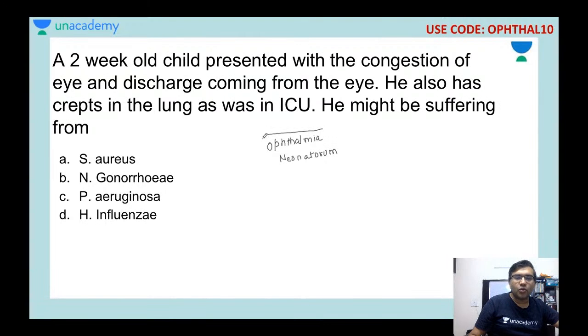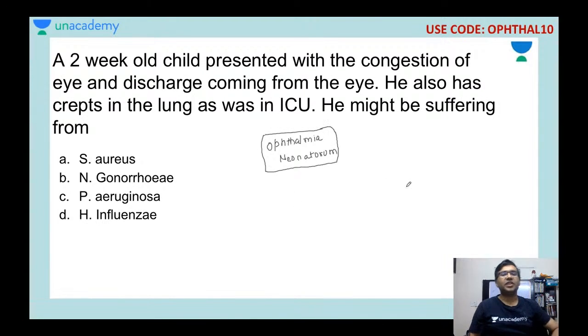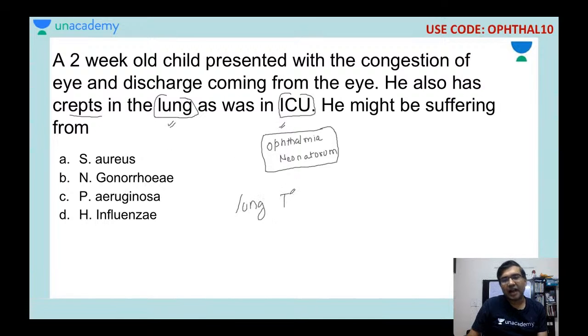Okay. Now, what are the other systemic features that are given here? So, you are having crepts in the lungs also, and the patient is in ICU. Remember, the lung infection in the ICU. So, remember this triad: lung infection, ICU, and red eye in a 2-week-old child. This basically tells the patient is having an infection of the Haemophilus influenzae.